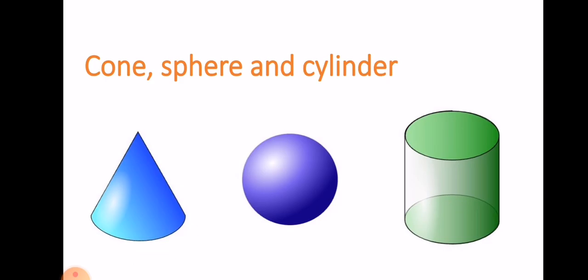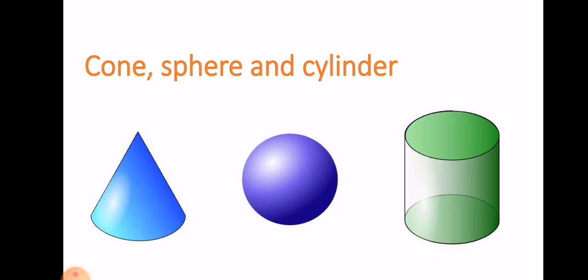Now let's see the last part of the solid figures that we will explain today, which is the cone, sphere, and cylinder. Why did I put them alone? Because they are not polyhedrons, not related to the polyhedrons. Why not related to the polyhedrons? Because they have curved sides, not all of them are straight sides.